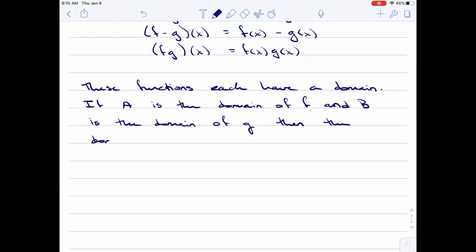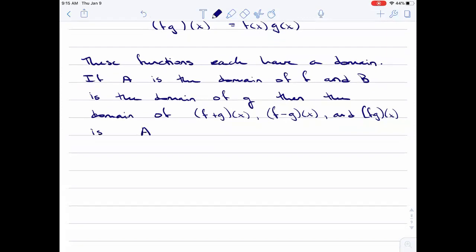then the domain of f plus g of x, f minus g of x, and fg of x is the intersection, right, which you're going to read as A and B. Do you guys remember the intersection and the union, right? And, or.